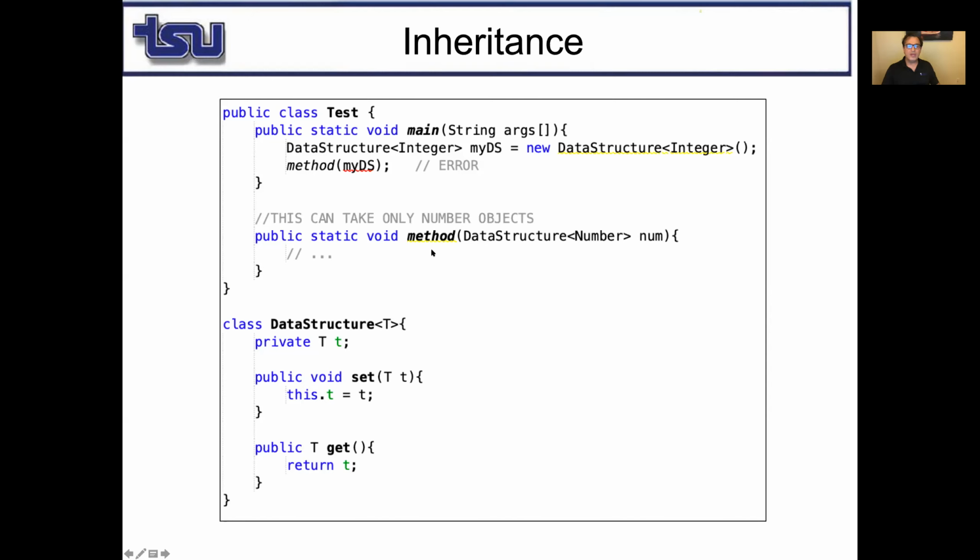Okay, now there's a little difference here, and I have a method that takes a data structure of Number. Look, the method is looking for the whole data structure, and the parameter of that data structure should be what? Number. Now I create a data structure whose parameter is what? Integer. And when I pass this as an input argument to this method, I will get an error, because I'm not talking about the contents of that data structure. I'm talking about the entire data structure. They must match.